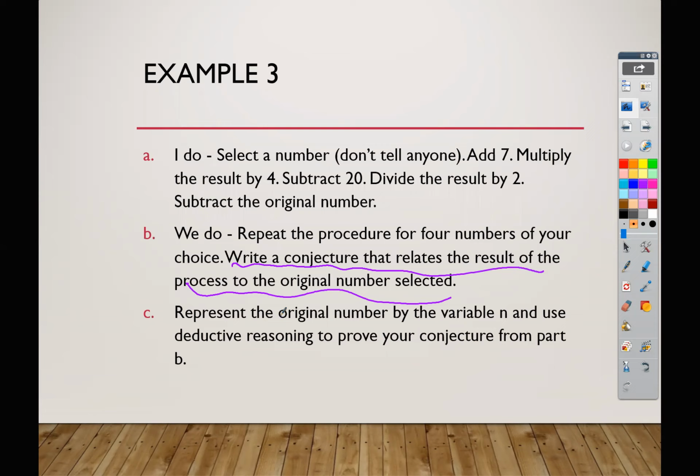C says represent the original number by the variable n and use deductive reasoning to prove your conjecture from part B. So you're going to use variable n to do the same thing that you did with number 1 in part A. So pause this and do that, and then we'll move on to the next one.